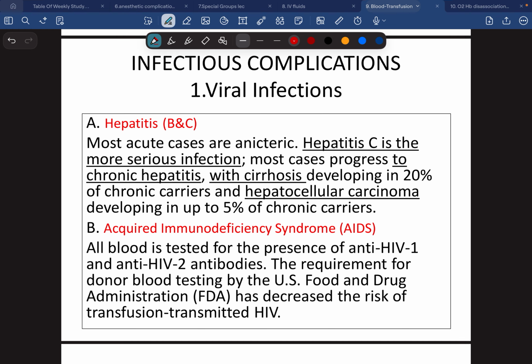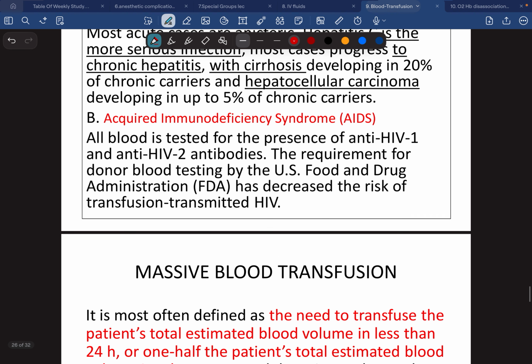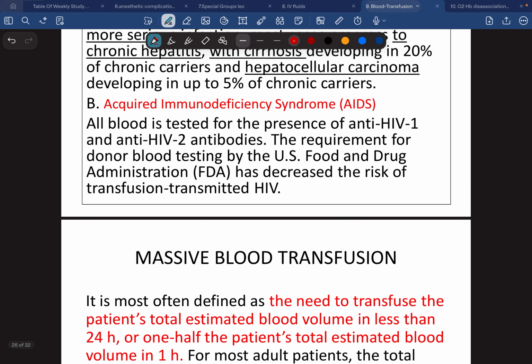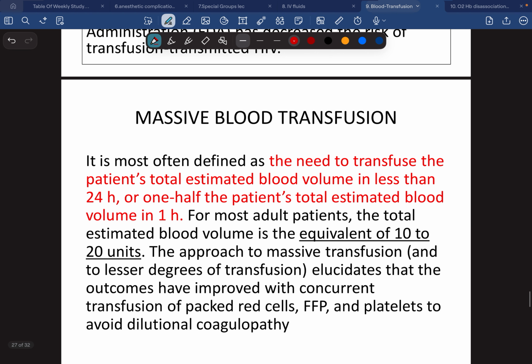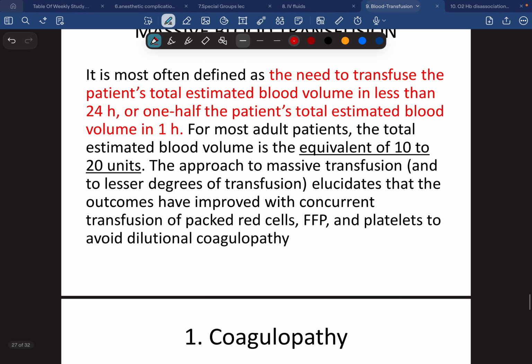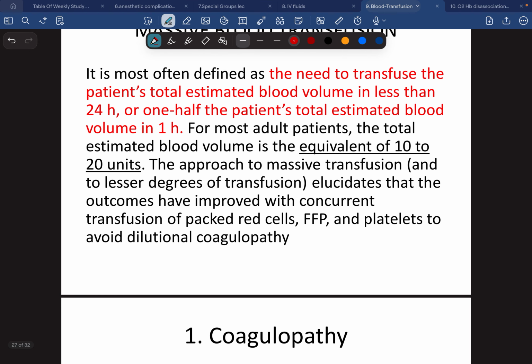HIV: all blood is tested for the antibodies, which reduces the risk of transfusion-transmitted HIV. Massive blood transfusion, we've already mentioned the definition: the need to transfuse a patient's total estimated blood volume within less than 24 hours, or half of it within 1 hour. For adults, that's estimated at about 10 to 20 units. The approach to massive transfusion, as I said, is 1 to 1 to 1: packed RBCs, fresh frozen plasma, and platelets, to avoid dilutional coagulopathies.